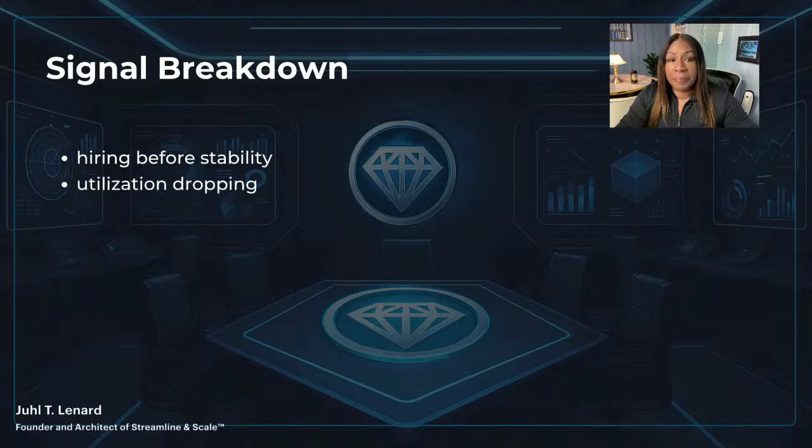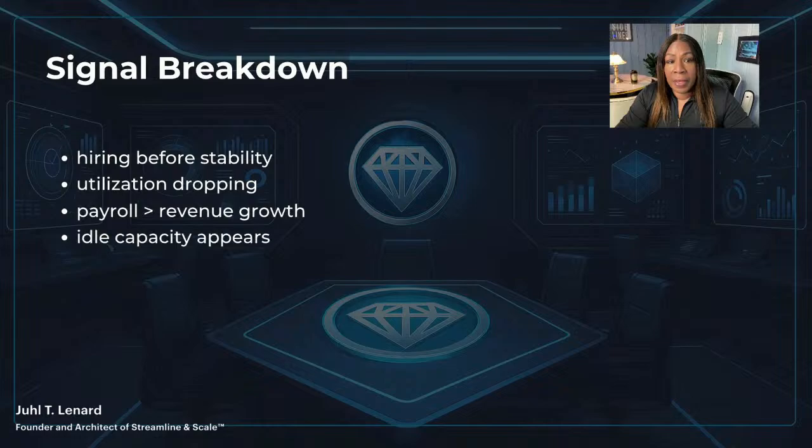We have some signals also that we see with this pattern. We're hiring before stability. Utilization is dropping. Payroll is ahead of revenue growth. And idle capacity appears. Pressure comes in bursts.